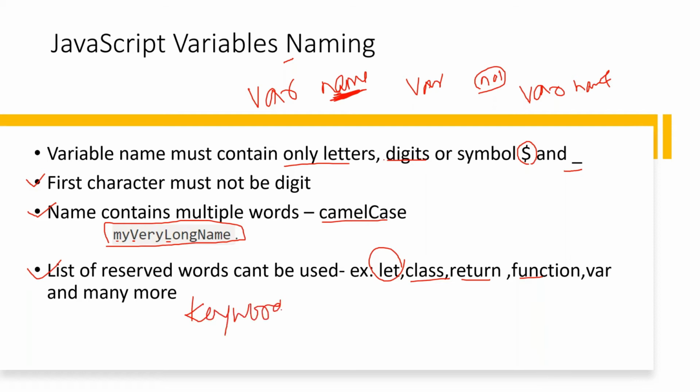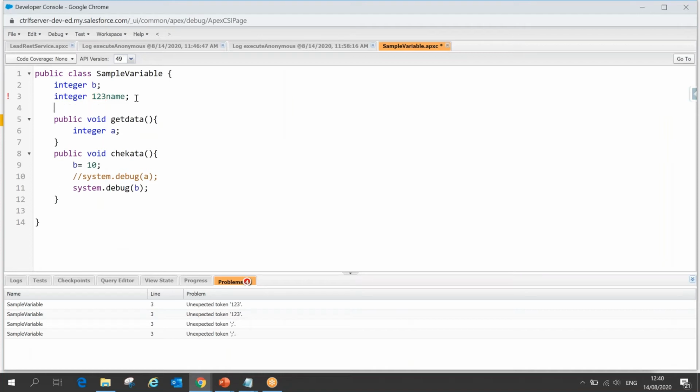to create a variable. For example, in the Apex, can I create a variable with integer class? If I do it, what will happen? Class is a keyword for the Apex, so we cannot create a variable with that. Or can I create a variable like integer list? I cannot do it because list is a keyword which is not allowed to be used as a variable name.